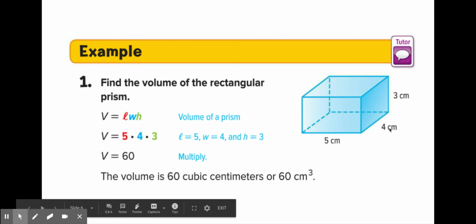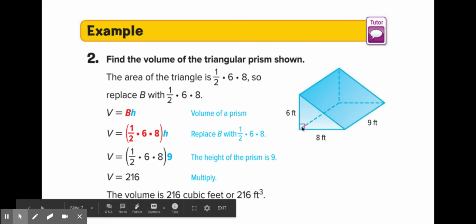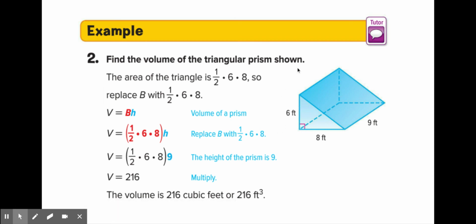Let's talk about our next one here. All right, triangular prism. Okay, base times height. So they're talking about this base here, this 6 times the 8. 1/2, 6 times 8, because it's a triangle. 6 times 8, 48, 24, times 9, 216. So that's how you work this.